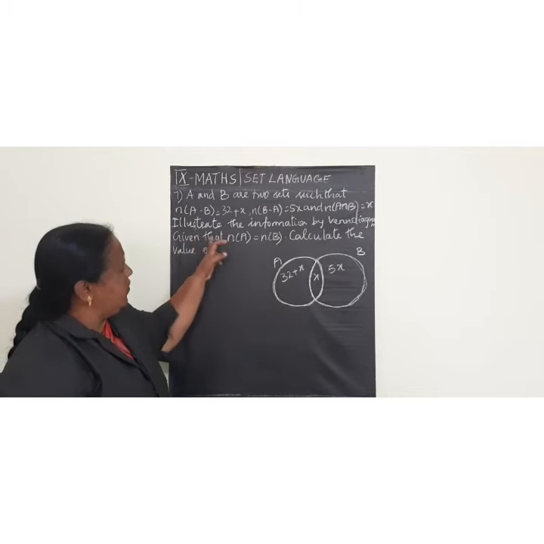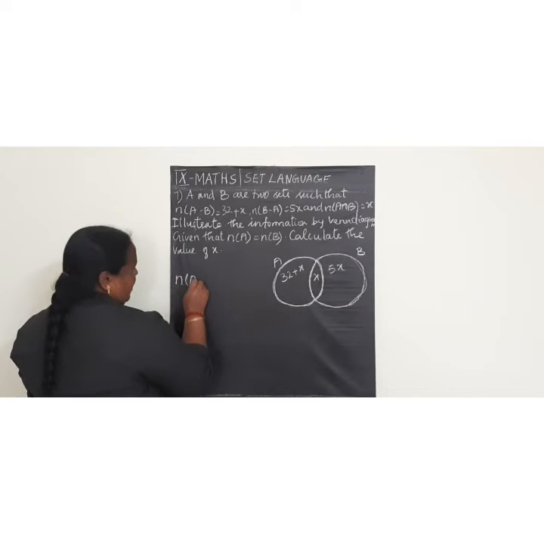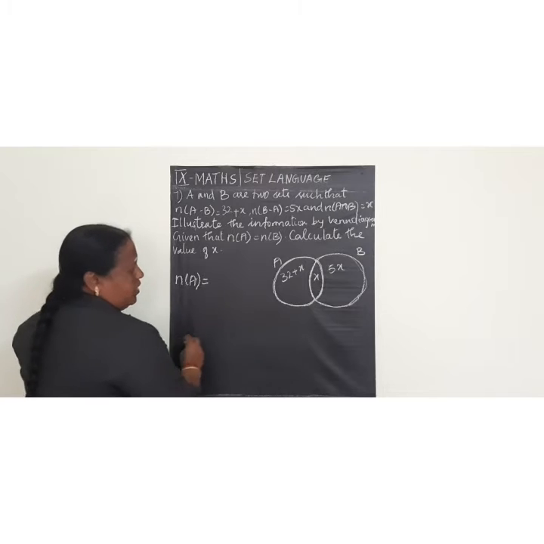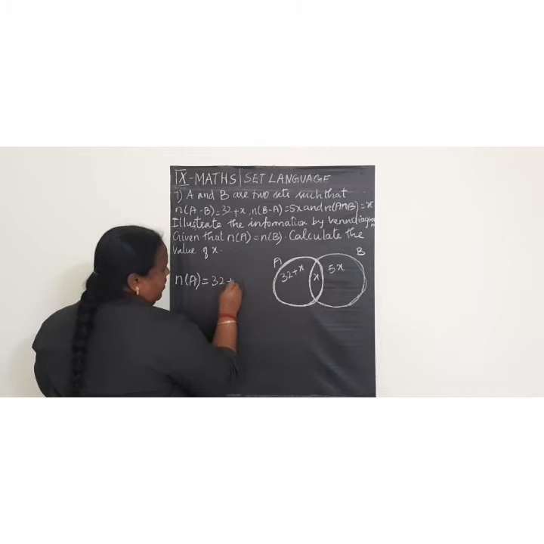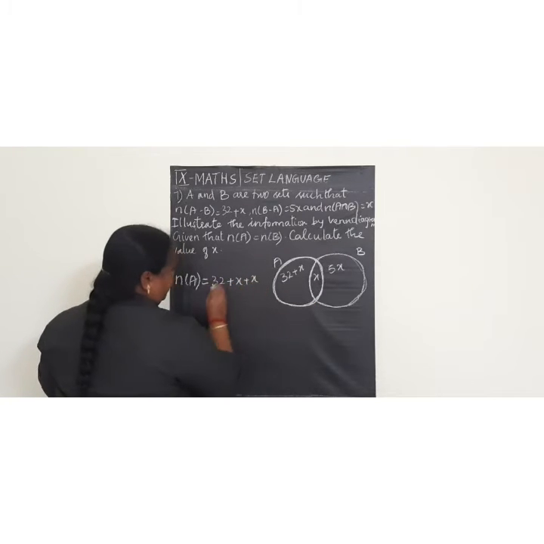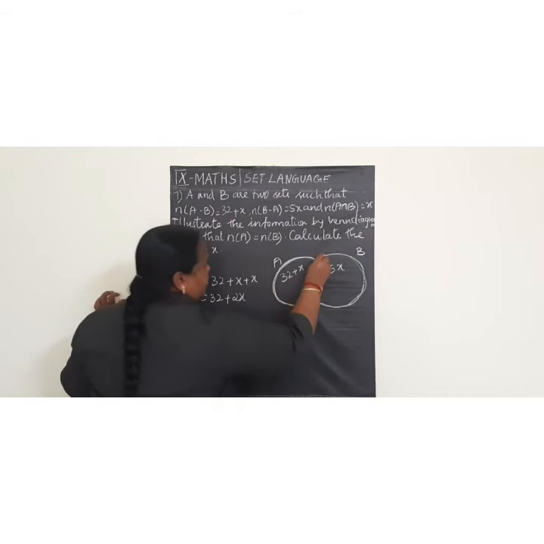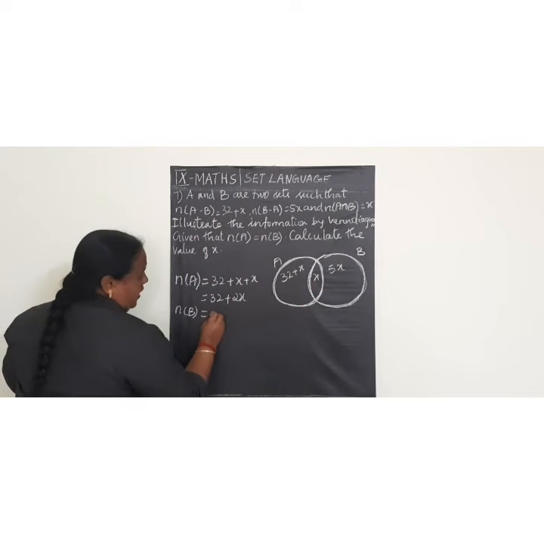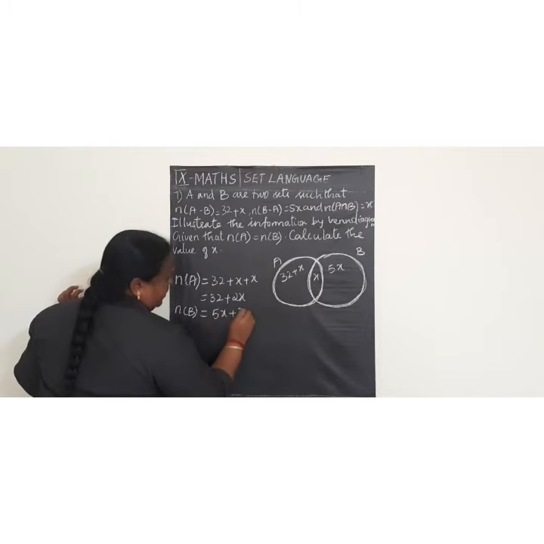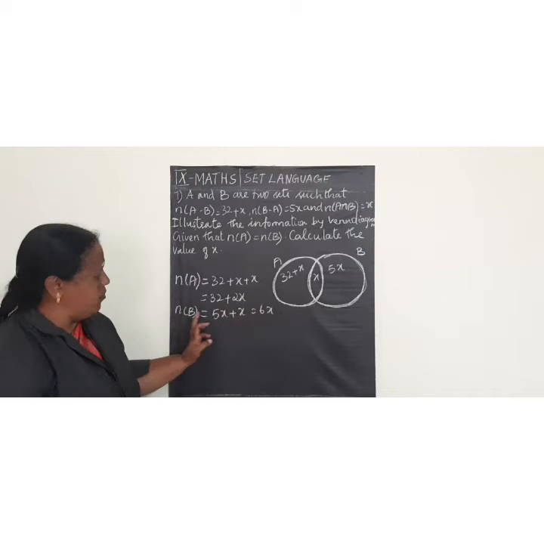Next they have given that n(A) is equal to n(B). So in this we have to find n(A). n(A) means this set fully we have to take. So we have to add this x also: 32 + x + x, so we get 32 + 2x. Next n(B): B means this fully we have to take, so 5x plus x is equal to 6x. Now we found that n(A) is equal to 32 + 2x, and n(B) is equal to 6x.